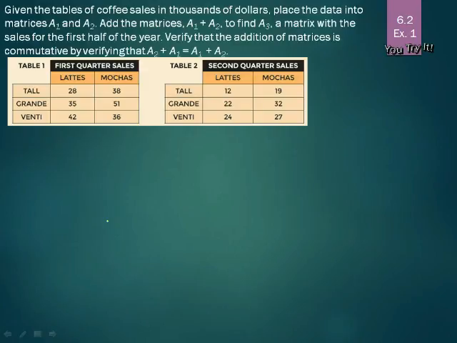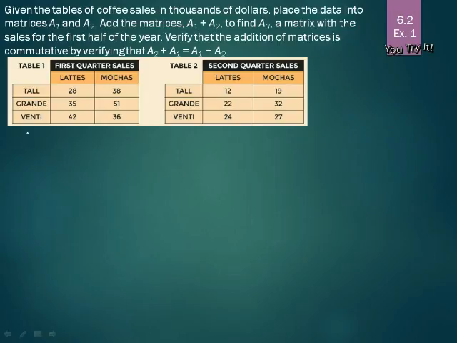Given the tables of coffee sales in thousands of dollars, place the data into matrices A sub 1 and A sub 2. Add the matrices A sub 1 plus A sub 2 to find A sub 3, a matrix with the sales for the first half of the year. Verify that the addition of matrices is commutative by verifying that A sub 2 plus A sub 1 equals A sub 1 plus A sub 2.